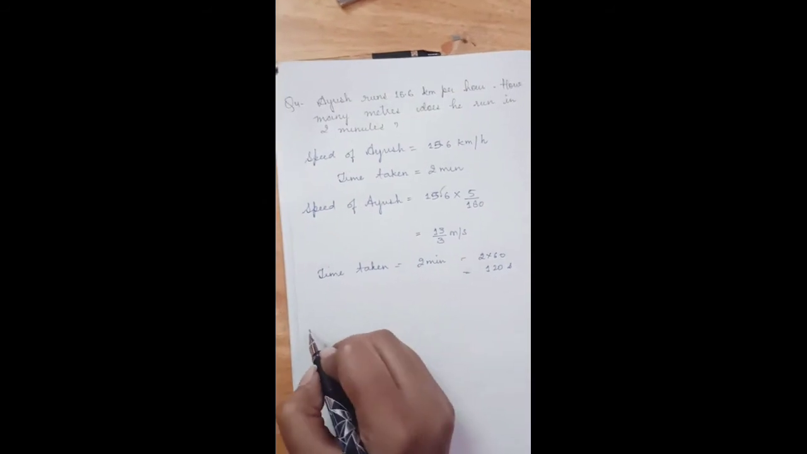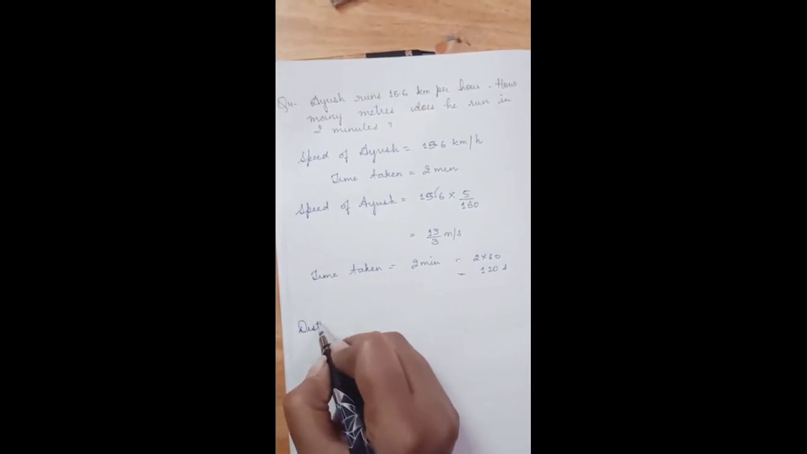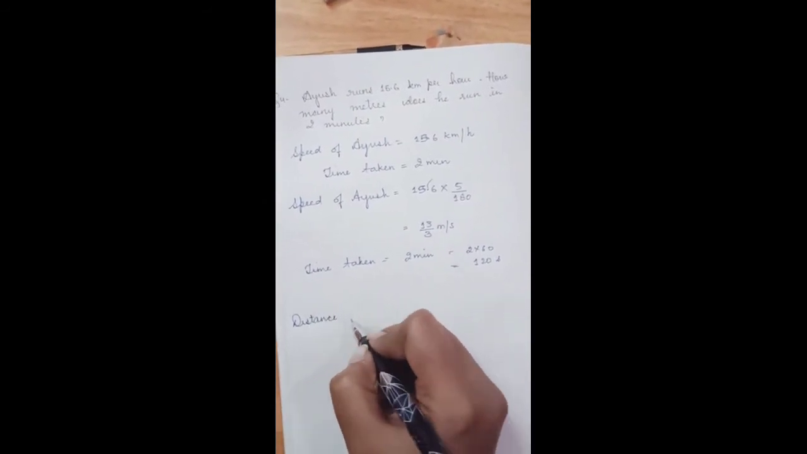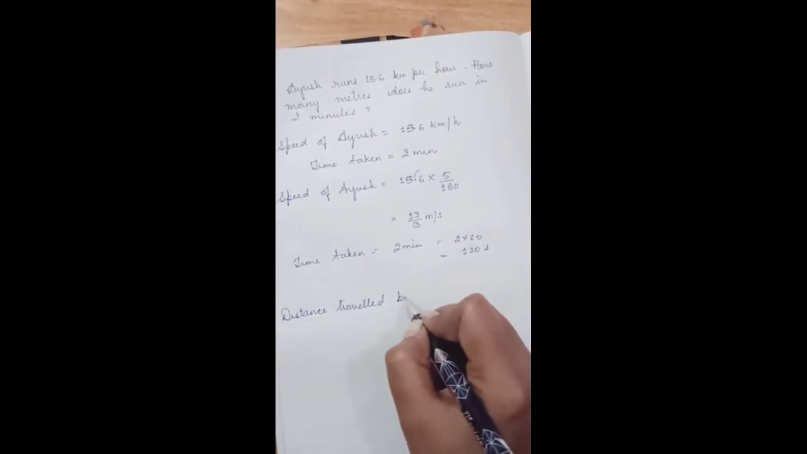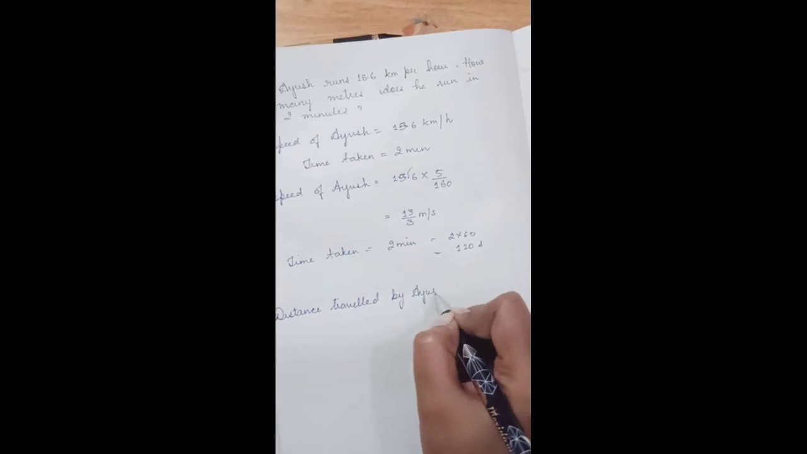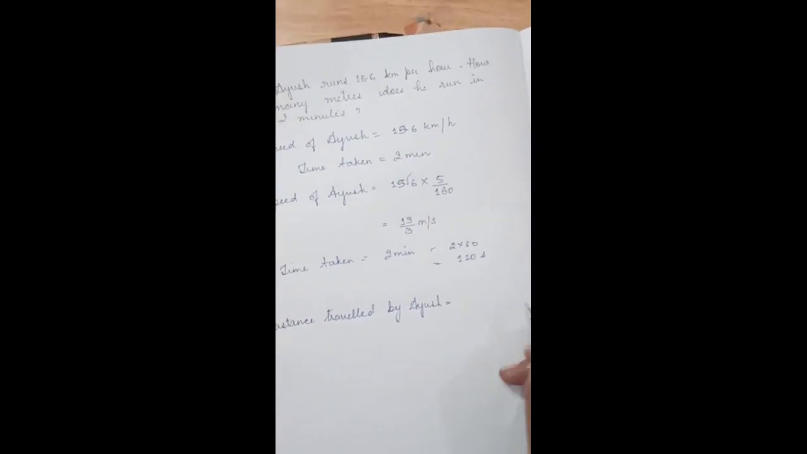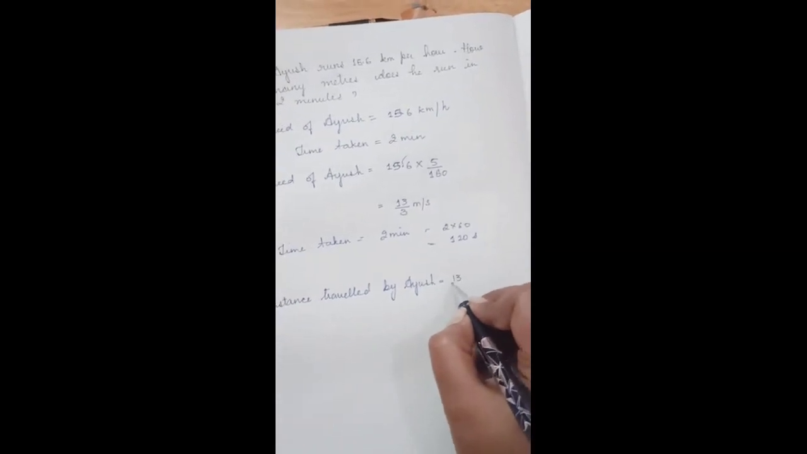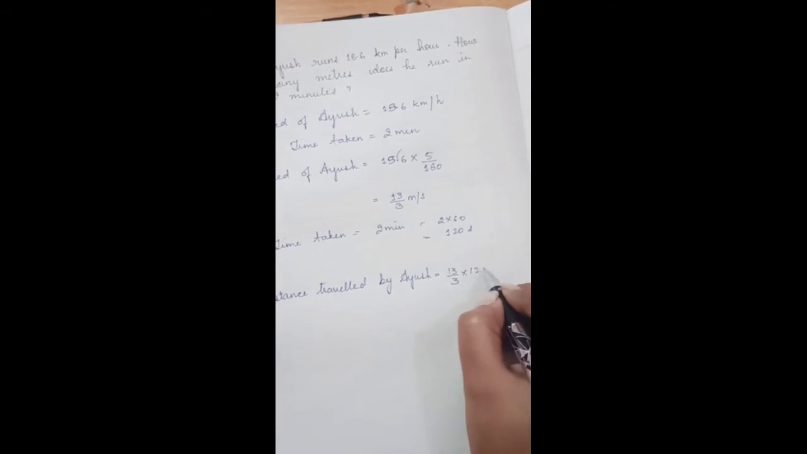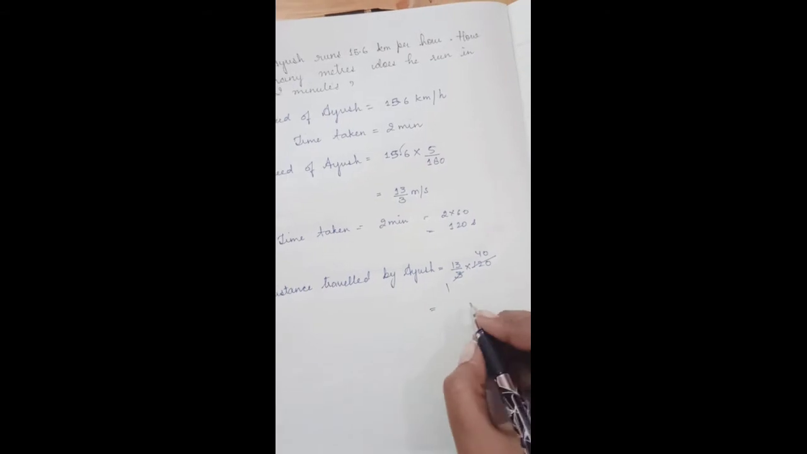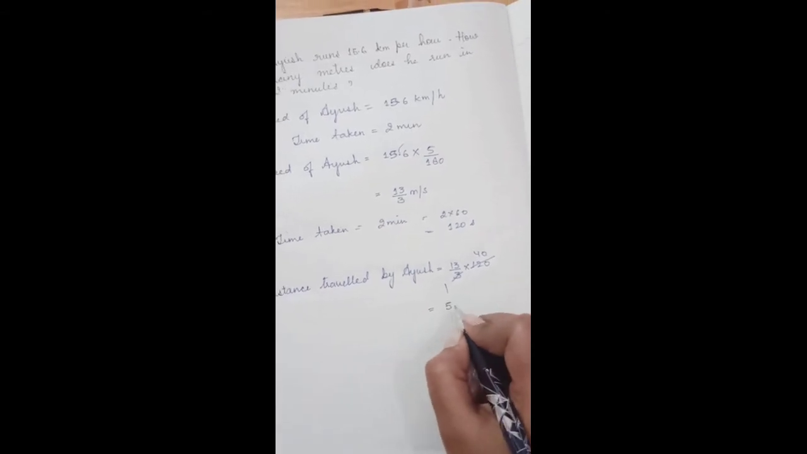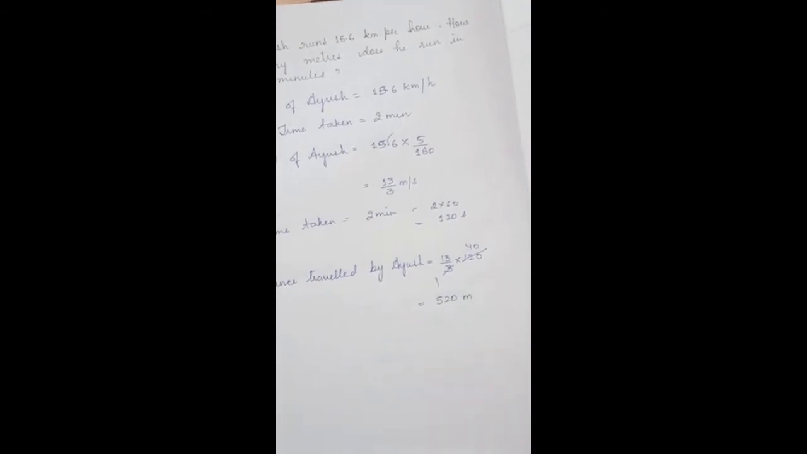Now the distance traveled by Ayush. Distance traveled by Ayush is what? Speed into time. So we have a speed 13 by 3 and time we have 120. 3 1 times, 40 times. So here we get 520 meters.